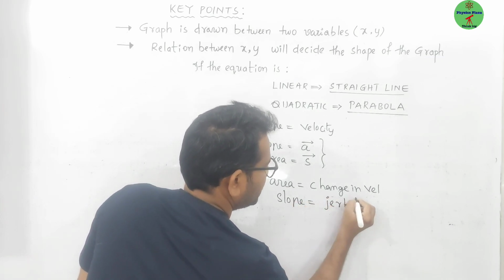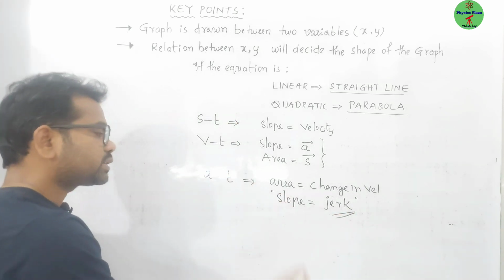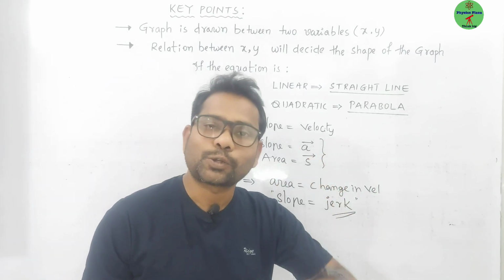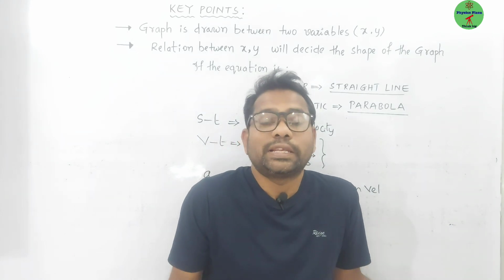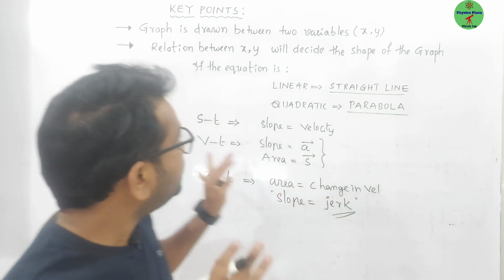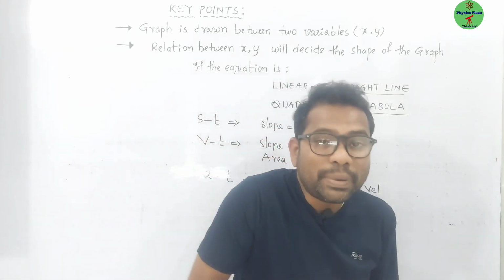Generally we don't study this in class 11th or 12th standard, only in higher studies, at PG level. It means the rate of change of acceleration is also called jerk, but nowhere in our syllabus is it given, so we are not going to discuss jerk even. So these are the basic points we should know to understand the graphs in a better manner.